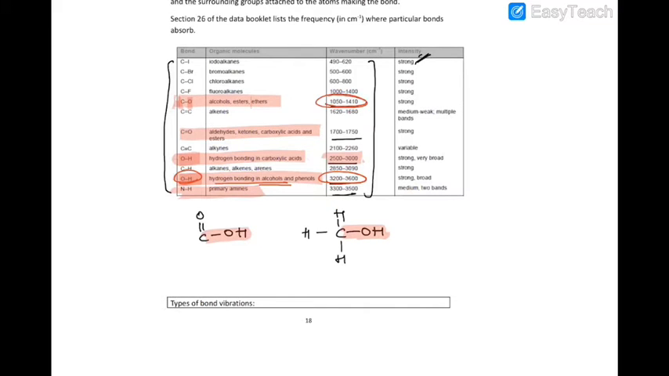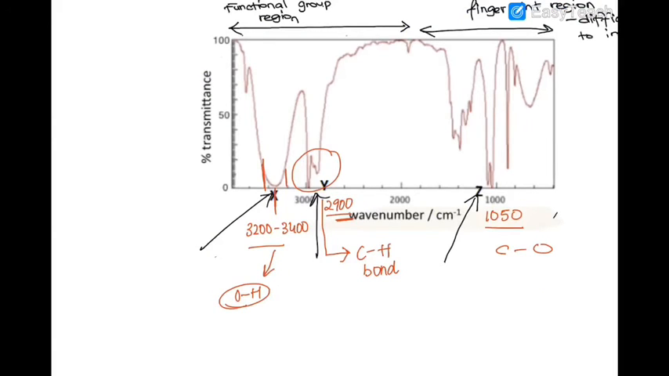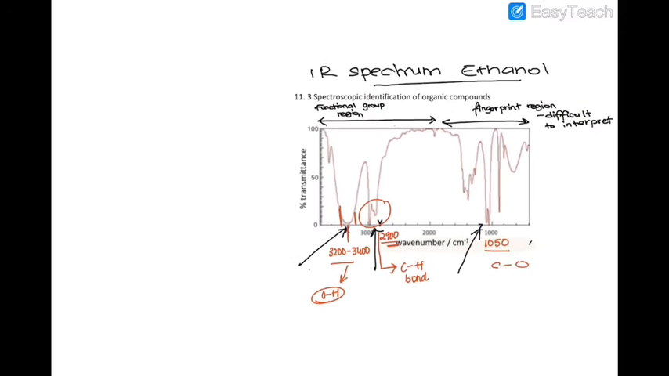So 1050 to 1410. You see, you're given a range. Don't be misled by that range, because these two ranges overlap. That's why you have to be familiar with what kind of bond you're looking for. In this case, this is the CO bond stretching.